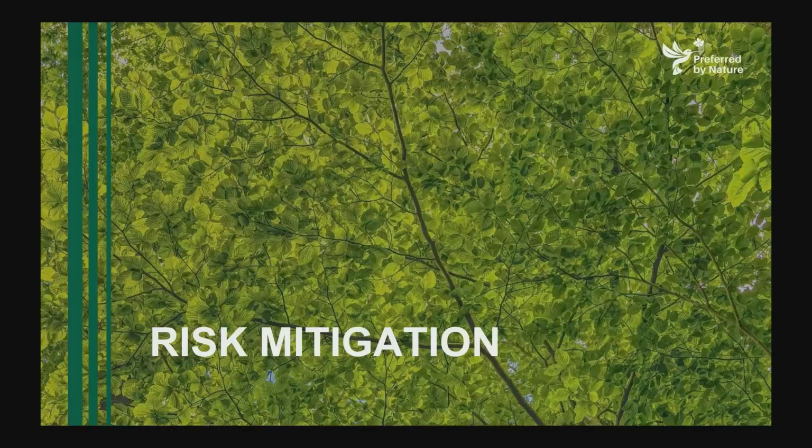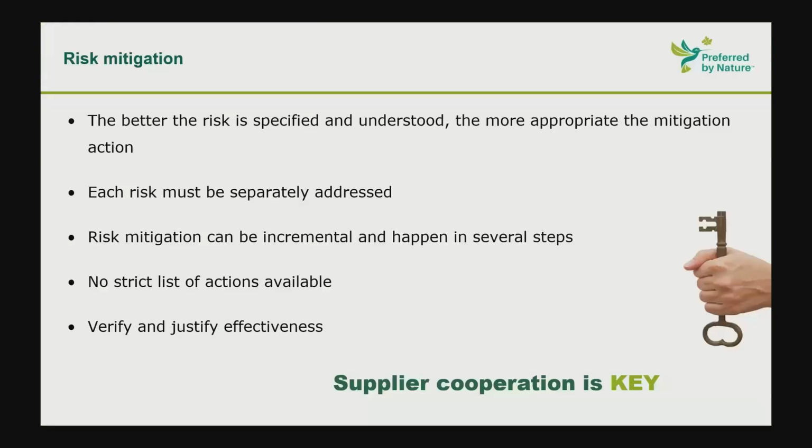Now let's move on to risk mitigation. So what happens if you have identified, as we saw in the fictive example, a risk? You need to do something about it. It's important to mention that the more you understand and specify the risk, the more appropriate the mitigation action will be, and the easier it will be for you to find the right mitigation action. Now, each risk that you have identified must be individually addressed. Right?